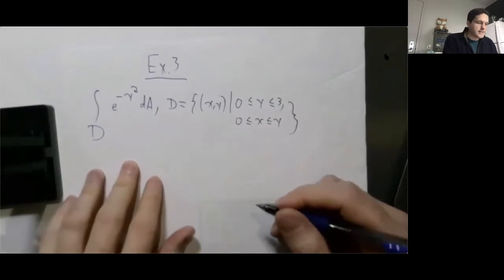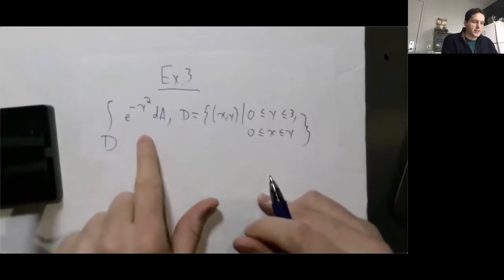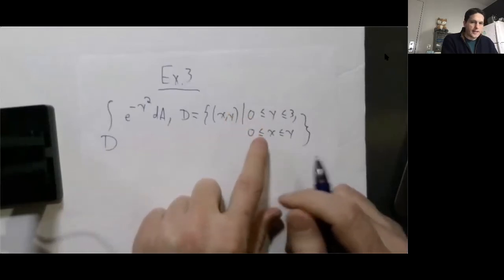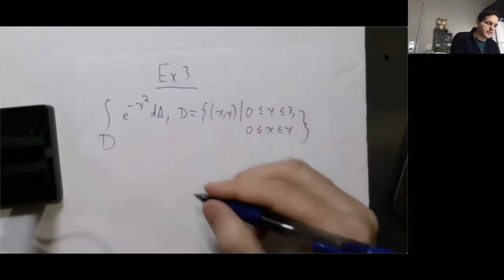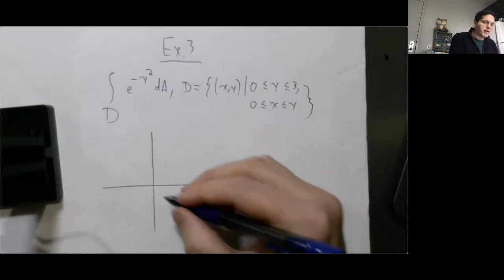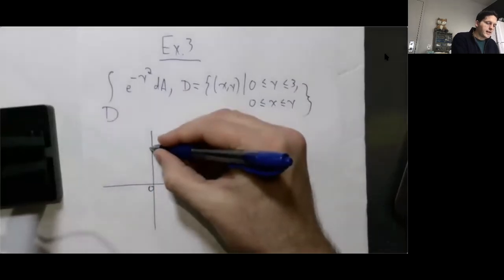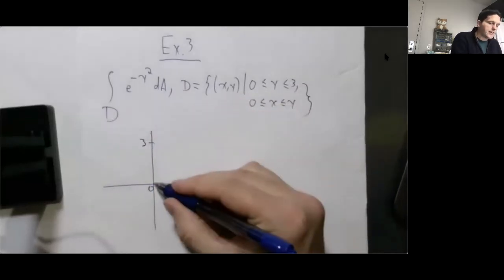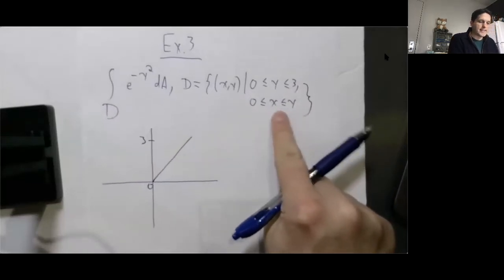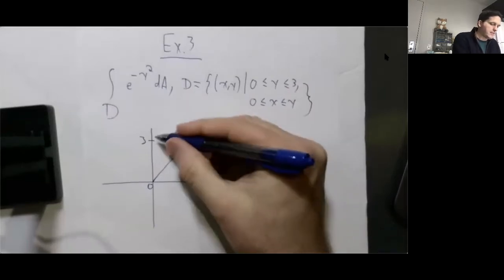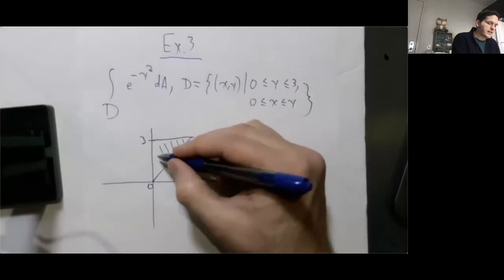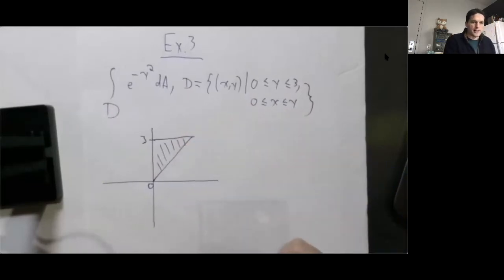Example 3, let's compute the integral of this function over the region D, where y is between 0 and 3, and x is always between 0 and y. So first, let's draw a picture of D. Here's our xy axes. Y is always between 0 and 3. Here's the line y equals x, and x is always less than or equal to y and greater than or equal to 0. So that means that this shaded region is our region D that we're integrating over.